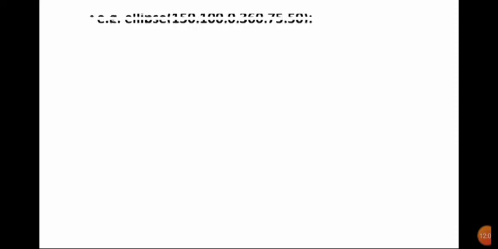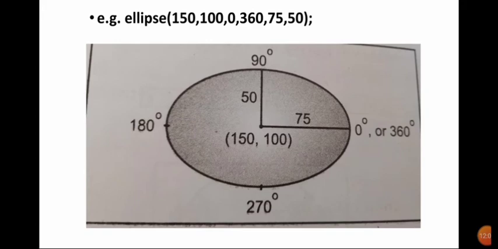So let us take an example of the ellipse. Okay, now see the ellipse in bracket 150, 100. This is the center of the ellipse, given here as 150 and 100. Get it now? 0 is the starting angle. 360 is the ending angle. 75 is the x radius, and this is your y radius. So this represents your ellipse.